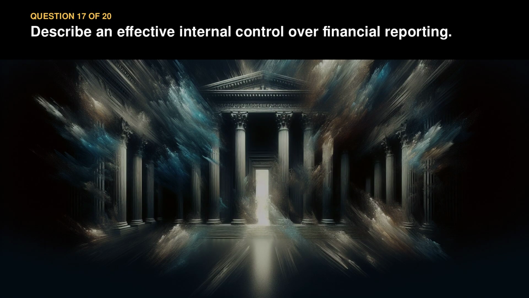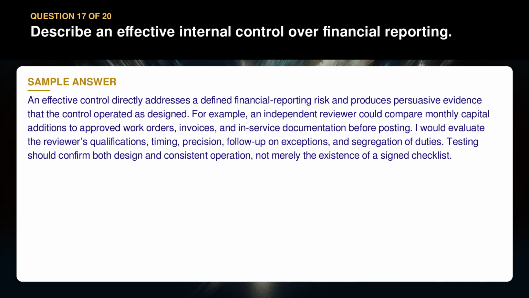Question 17. Describe an effective internal control over financial reporting. An effective control directly addresses a defined financial reporting risk and produces persuasive evidence that the control operated as designed. For example, an independent reviewer could compare monthly capital additions to approved work orders, invoices, and in-service documentation before posting. I would evaluate the reviewer's qualifications, timing, precision, follow-up on exceptions, and segregation of duties.